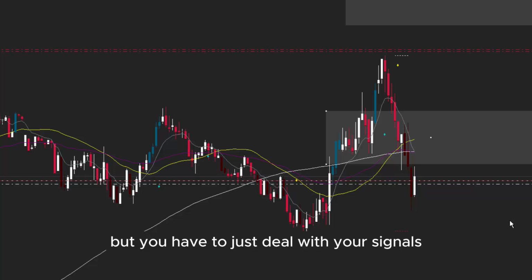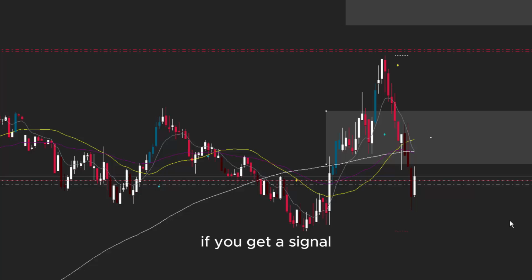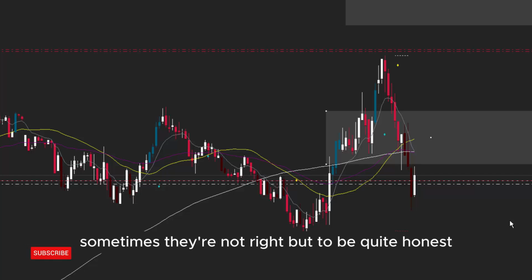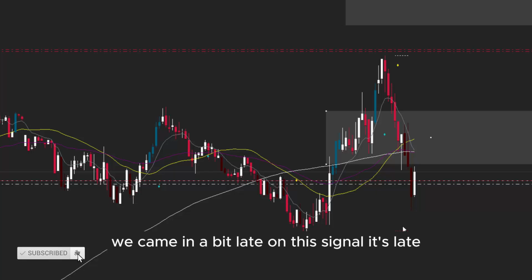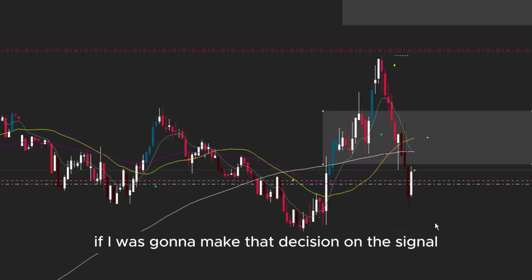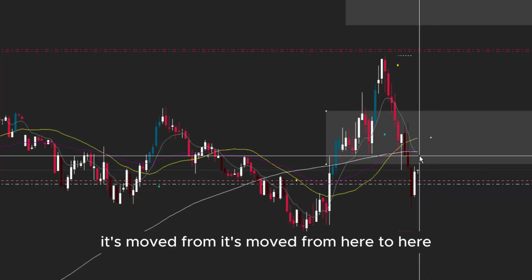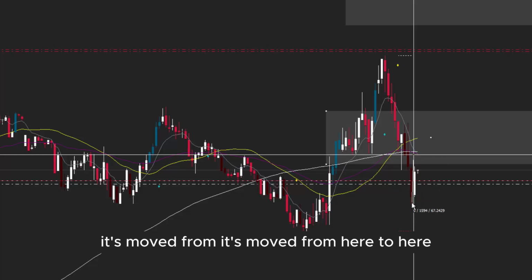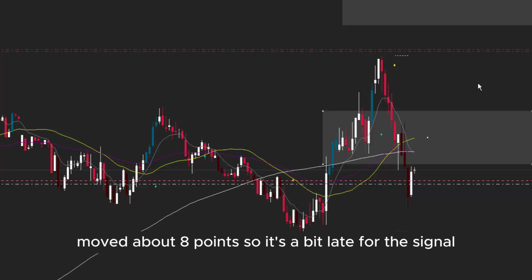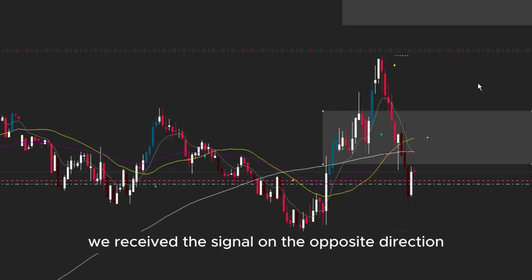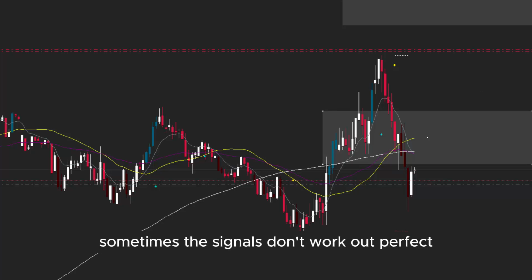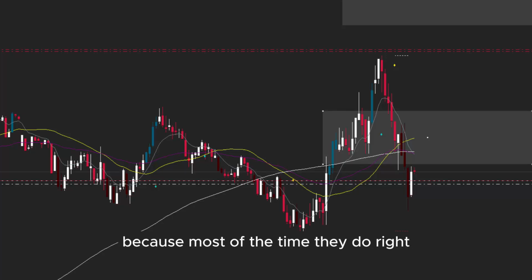But you have to just deal with your signals. If you get a signal, you take the signal. Sometimes the signals are right, sometimes they're not right. But to be quite honest, we came in a bit late on this signal. If I was going to make that decision on the signal, it's a bit late. It's moved from here to here, about 8 points. So it's a bit late for the signal, but nevertheless, we received the signal in the opposite direction and we've taken it. It's as simple as that. Sometimes the signals don't work out perfect. We still have to take them because most of the time they do.